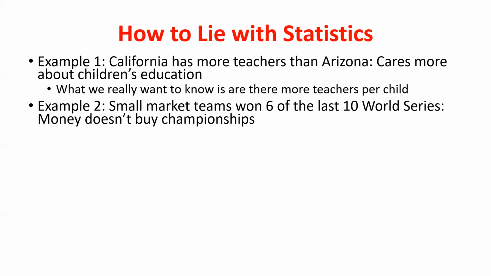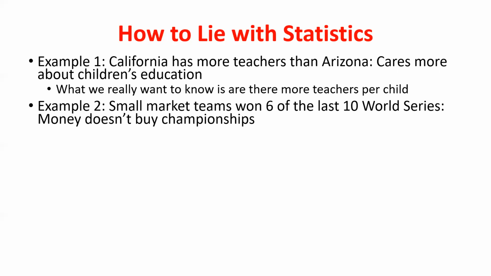However, if someone told you 6 out of the last 10 World Series were won by a small market team, so money doesn't buy championships, right? Well, why do you think they stopped at 10? What's probably true if you went back to the 11th year? Say a small market team did win. Well, then why wouldn't they be using 7 out of 11? That's better than 6 out of 10. So it's probably true that in the 11th year, a large market team won. So 6 out of 11 is worse than 6 out of 10. And maybe if I go back to the 12th year, now it's only 6 out of 12.